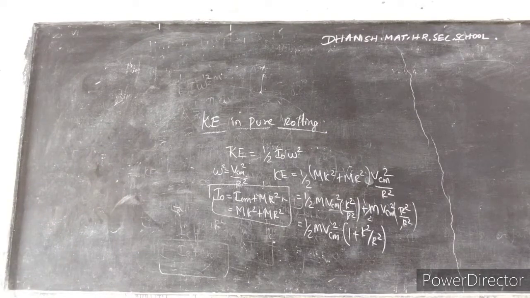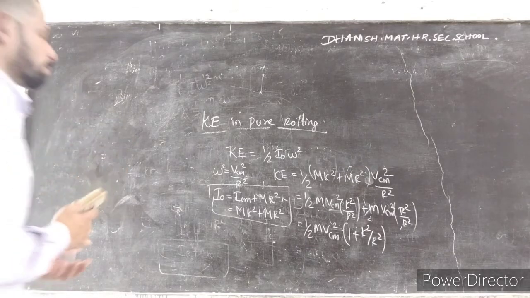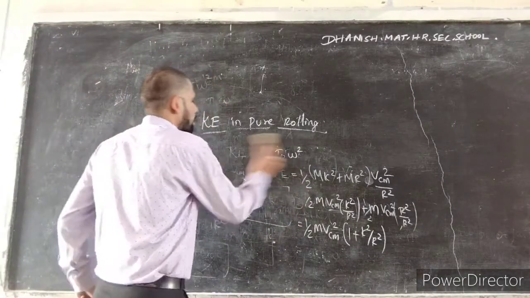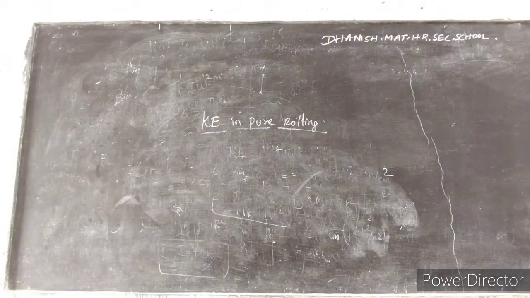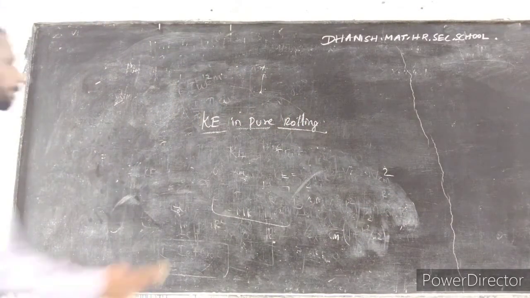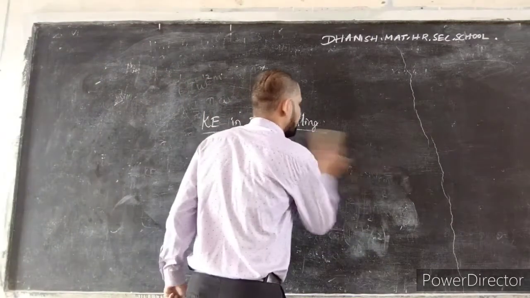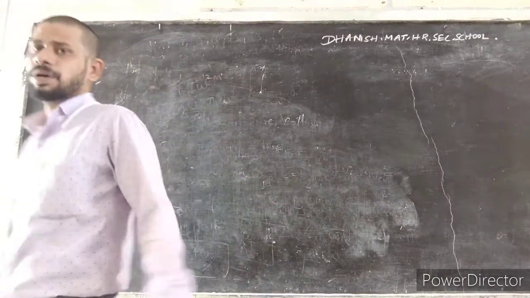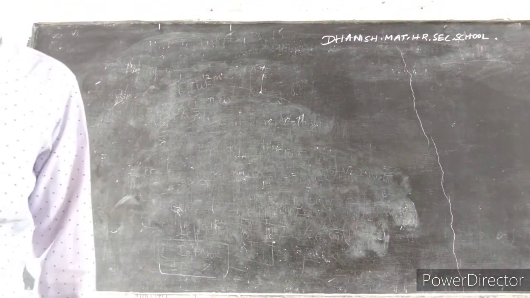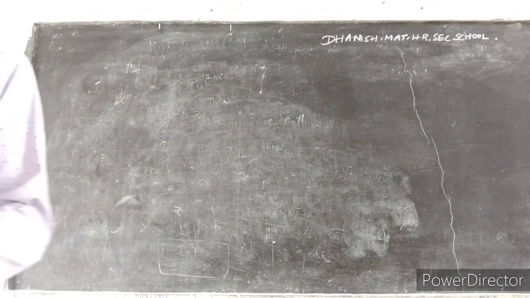So pure rolling problems can be solved by a combination of the translational motion and the rotational motion of the center of mass, or the momentary rotational motion about the point of contact. Now the next thing we have to discuss is rolling on the inclined plane.